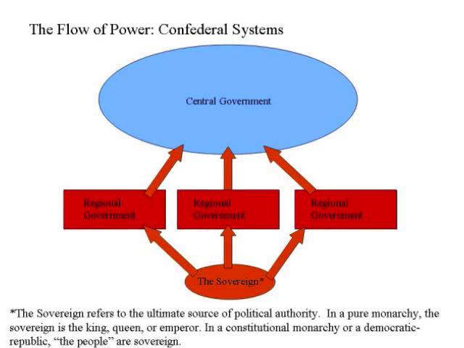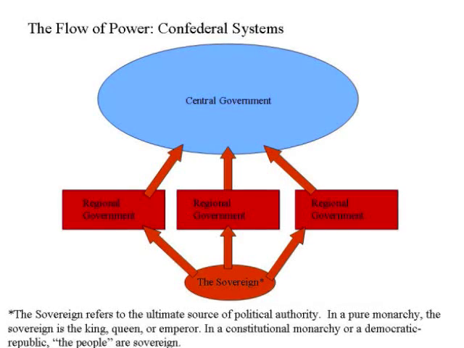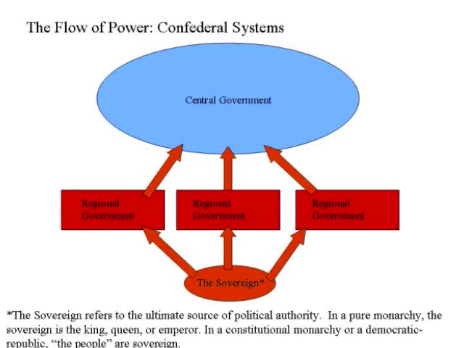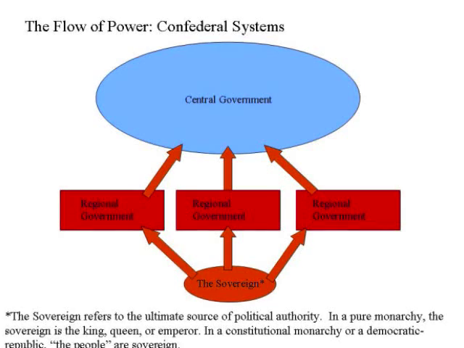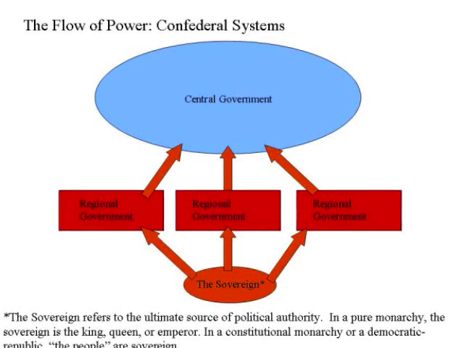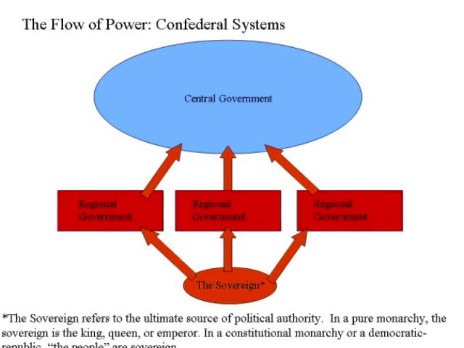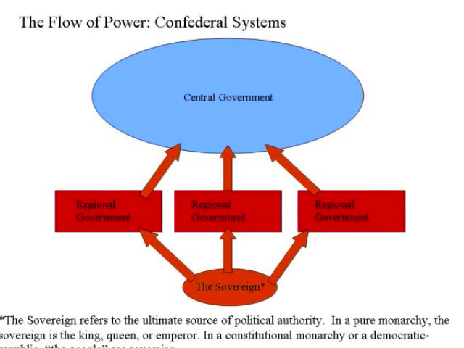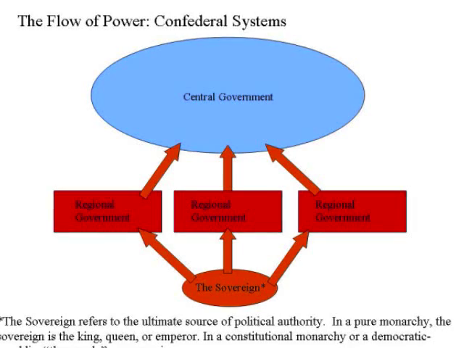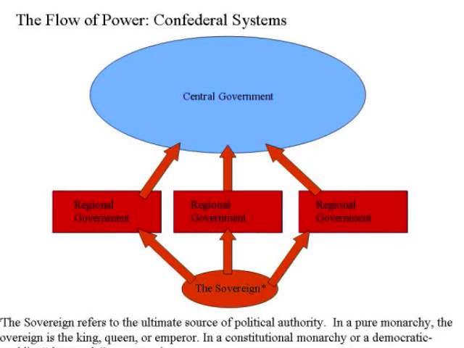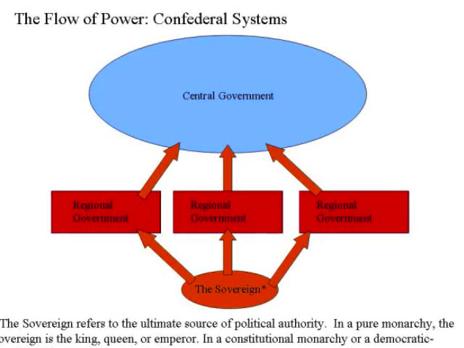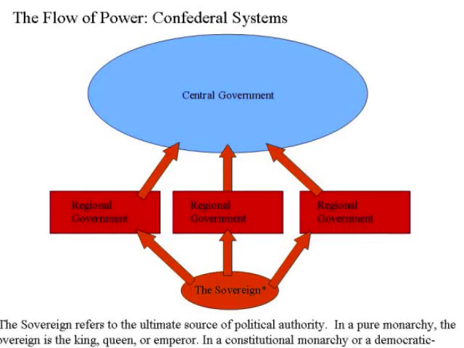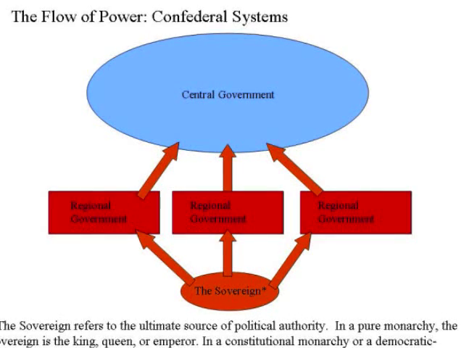Confederacies, in a sense, are the opposite of unitary systems. Power is concentrated in the regional governments. Confederacies operate as voluntary associations of independent sovereign states. Whereas in unitary systems, authority may be delegated by the central government to regional subdivisions, in confederacies, power may be delegated from the regional governments to a central government.